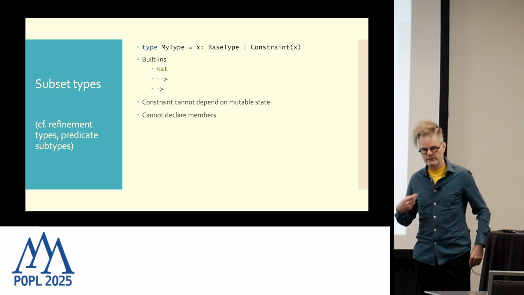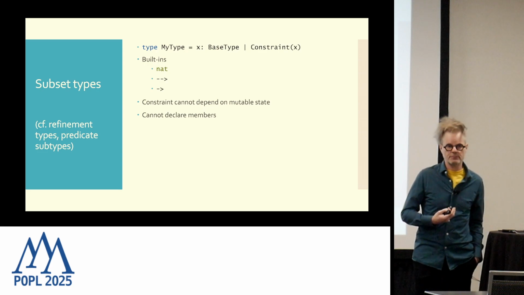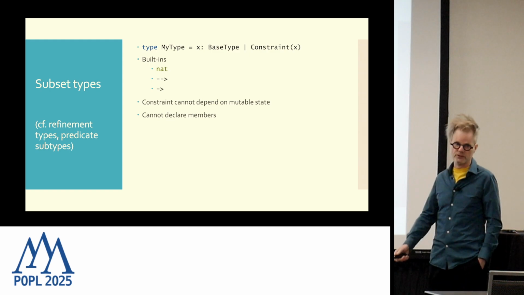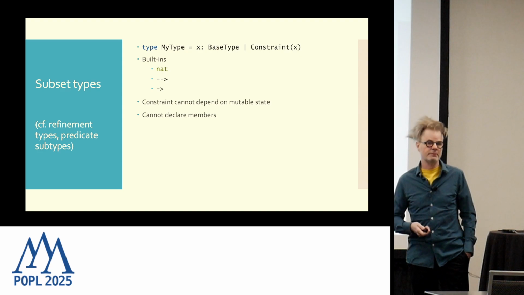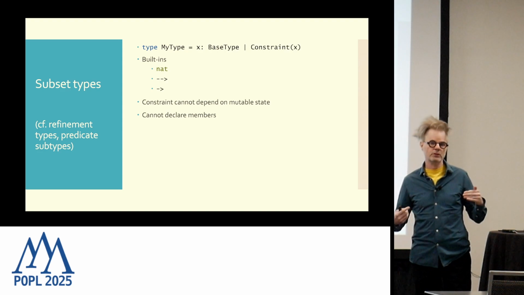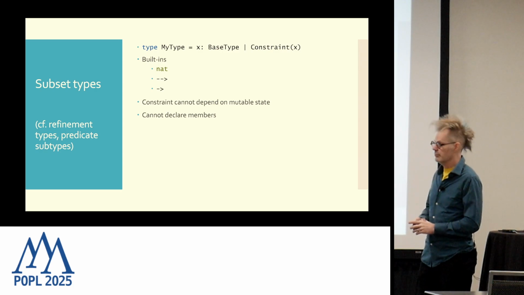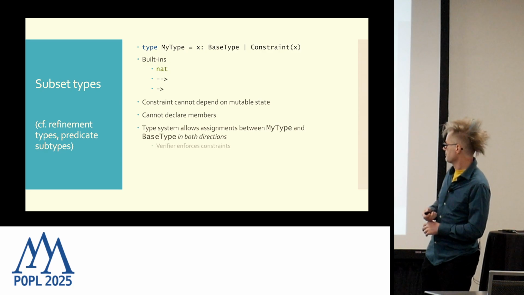A type cannot depend on mutable state. That's something that people have tried, but it's very difficult, and it's not in Dafny, and I don't see that it's ever going to be in Dafny. And subset types cannot declare members, and the reason for that is that it would be ambiguous which member you would be referring to. So whereas most types can have members when you declare them, subset types cannot.